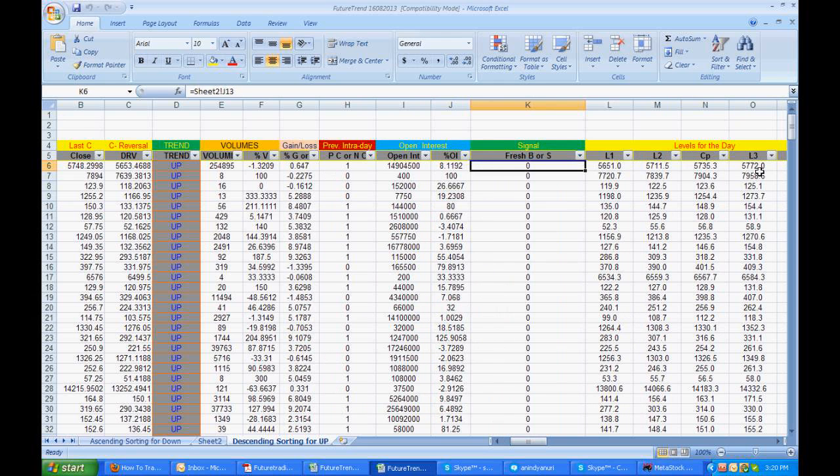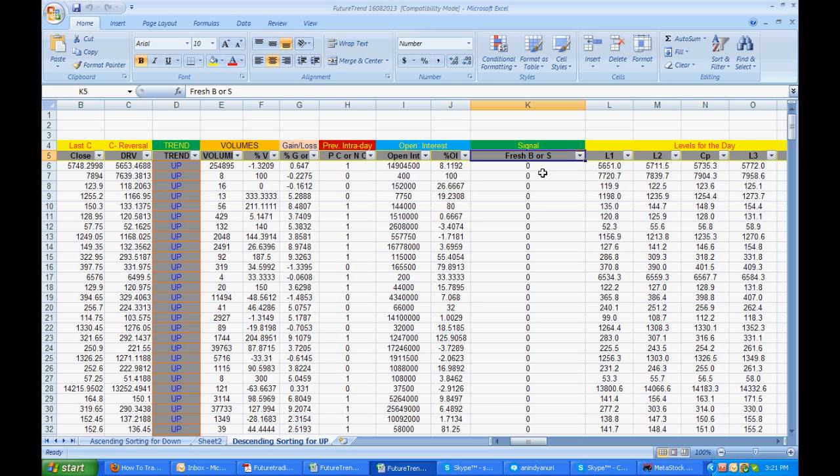Now one number is associated with a fresh signal. If any fresh signal is there, it will not tell whether it is buy or sell. We have to look at the trend. If the trend is up and there is one number over here, then we say that it is a buy signal. If the trend is down and it is one number, then we say it is a sell signal. So fresh B or fresh S is a fresh buy or fresh sell signal. One number is associated with a fresh signal.